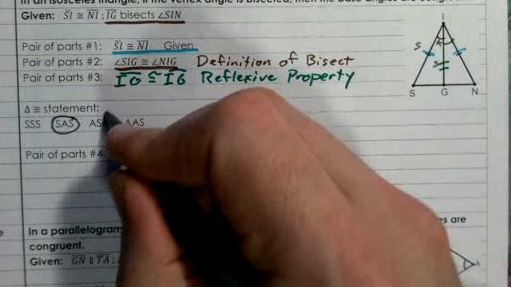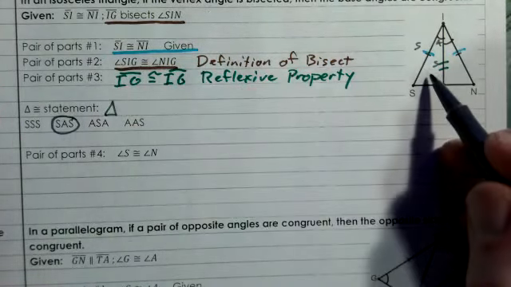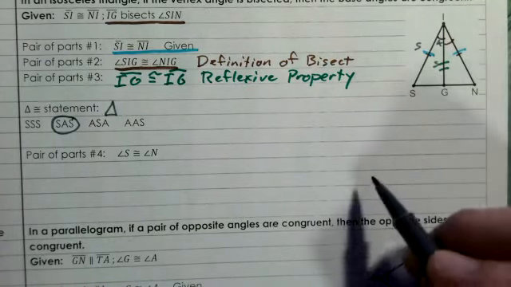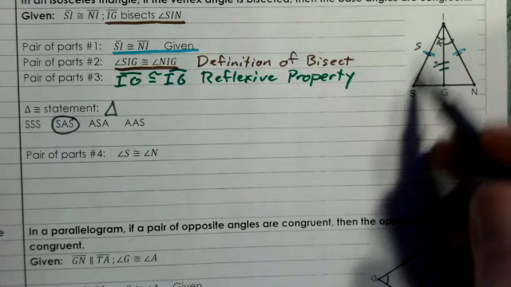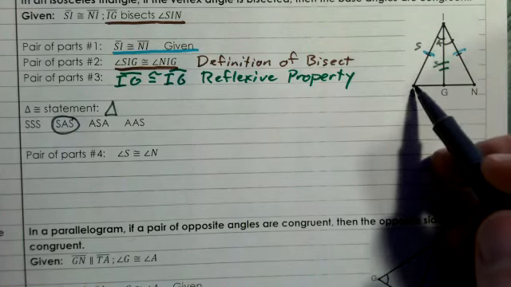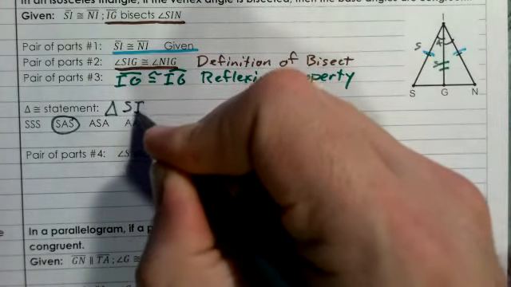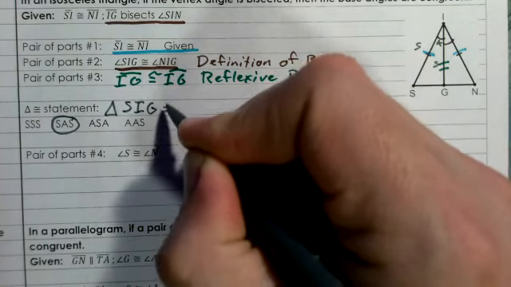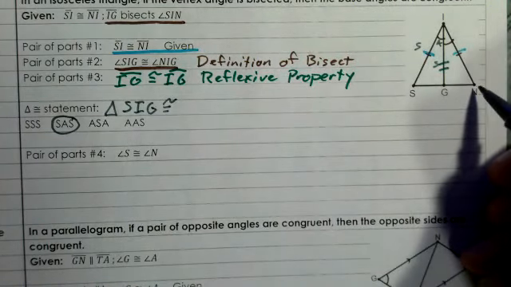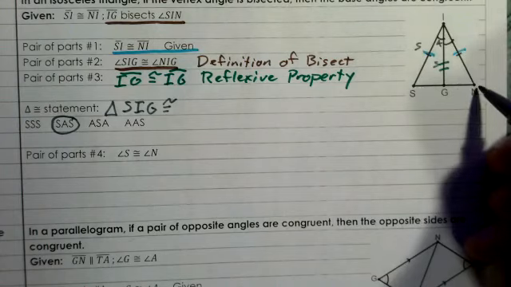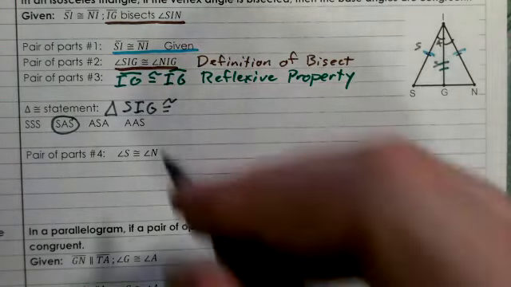I can say that these two triangles, the one on this side and the one on this side, have to be congruent inside of the big triangle. So that's SIG. That has to be congruent to, let's see, I did the blue side first. So NIG.